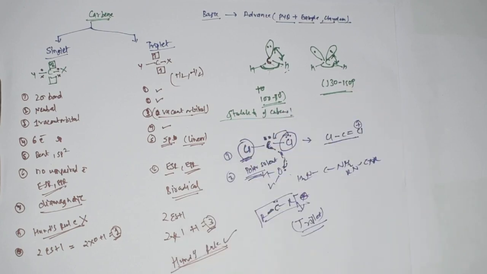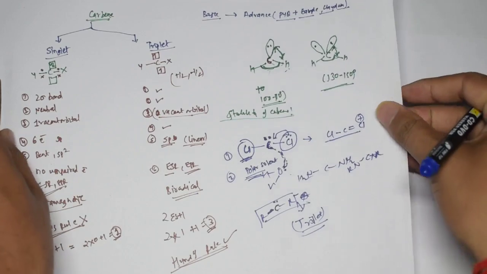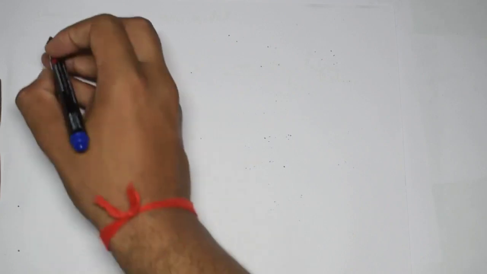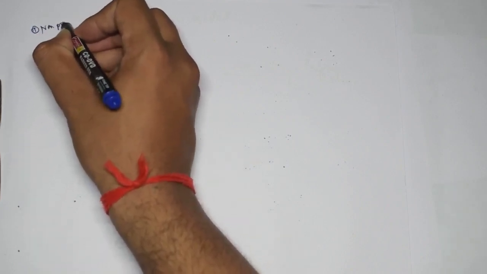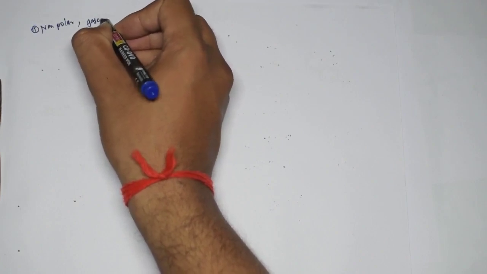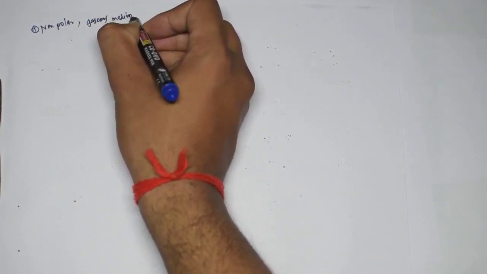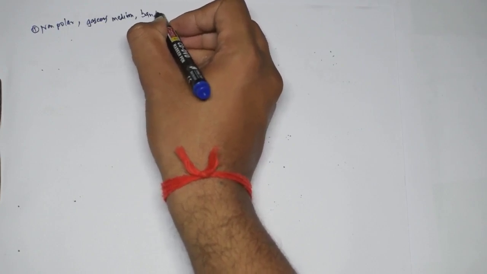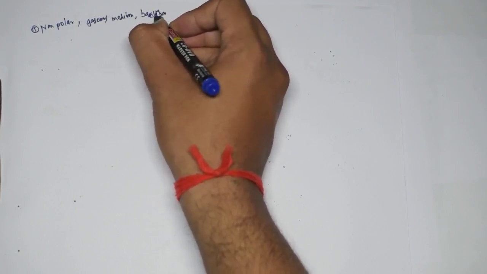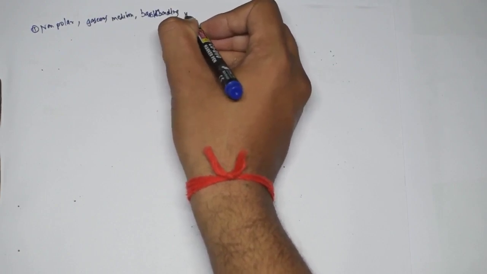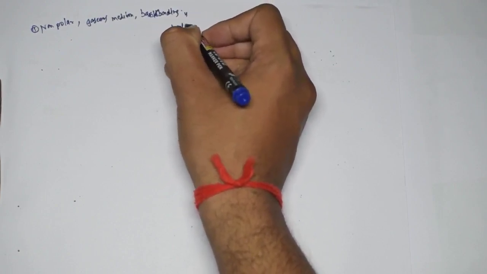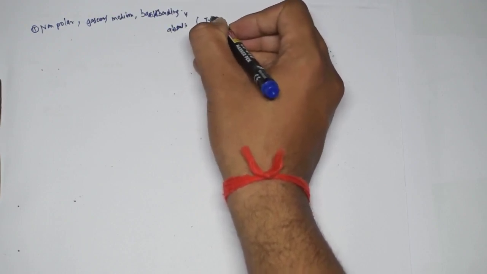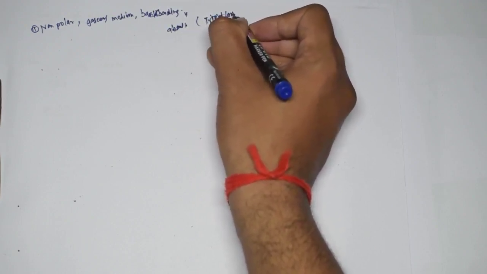But if suppose we have gaseous medium, and also we have non-polar medium, and back bonding is absent, in that case only triplet carbene will be formed, right? In that case only triplet carbene will be formed.